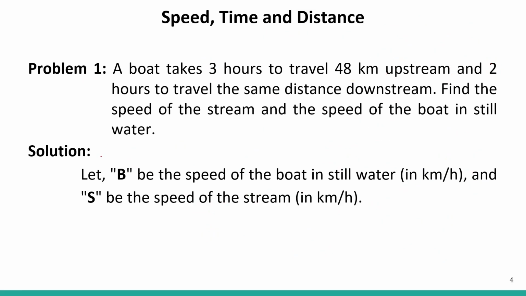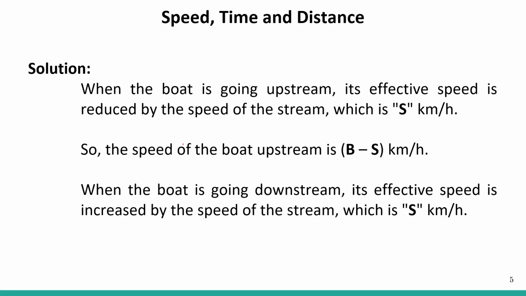So let's see the step-by-step solution. Let B be the speed of the boat in still water and S be the speed of the stream. When the boat is going upstream, its effective speed is negated, so it is the speed of the boat minus the speed of the stream. When the boat is going downstream, its effective speed is increased by the speed of the stream.